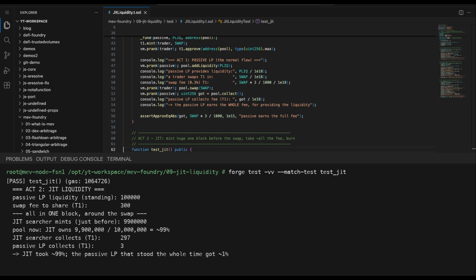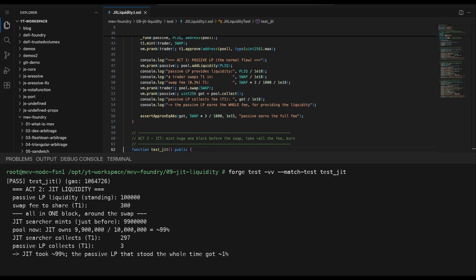The JIT searcher collects 99% of the fee, while the passive LP in the pool the whole time gets 1%. The searcher created no lasting value. It simply diverted the passive LP's fee into its own pocket for one block of work.